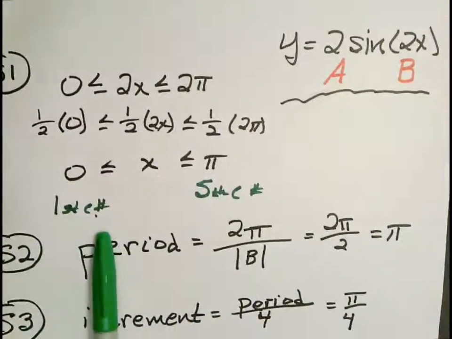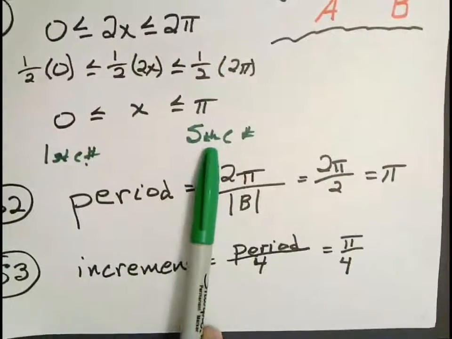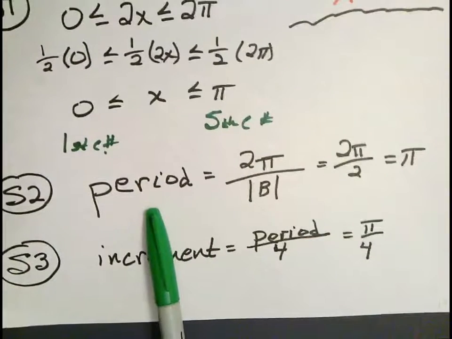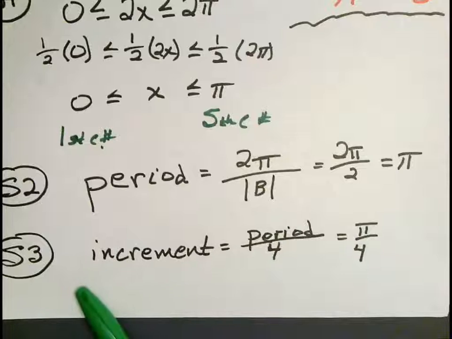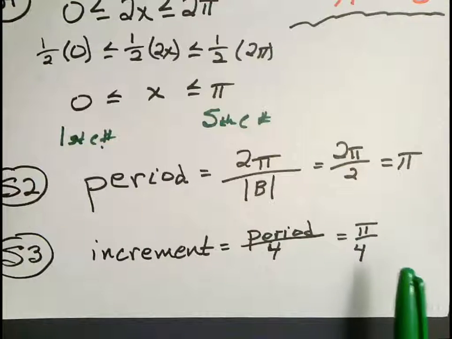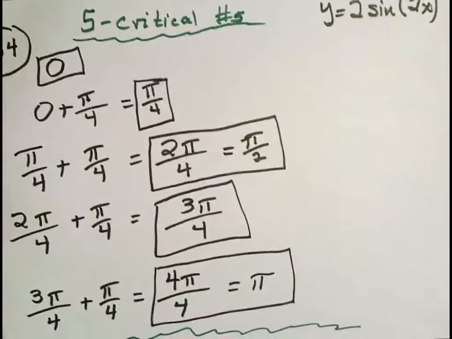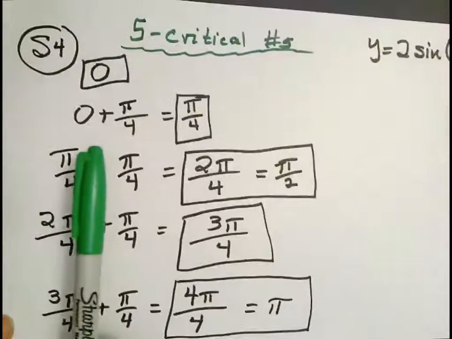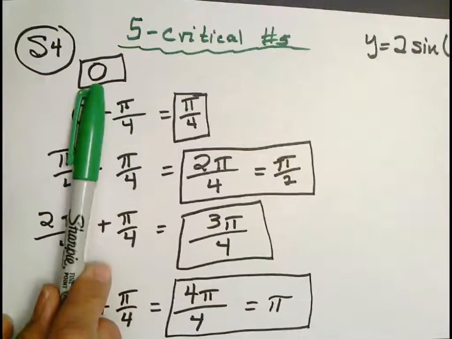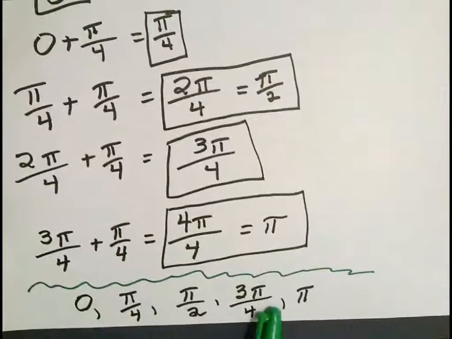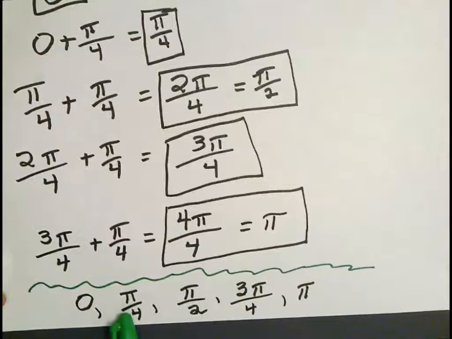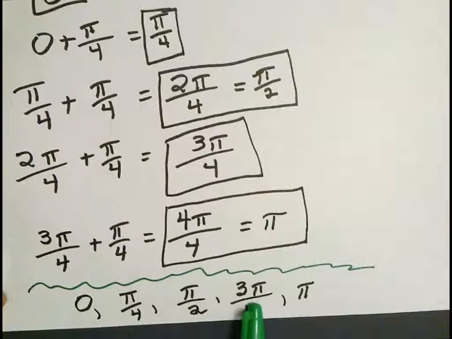This is our first critical number, and this is our fifth critical number, and our period is 2 pi divided by the absolute value of b, which ends up being pi. Our increment is the period divided by 4, which is pi over 4. Then, here, remember our first critical number was 0 from the inequality. We then add our increment each time to get our 5 critical numbers: 0, pi over 4, pi over 2, 3 pi over 4, and pi.